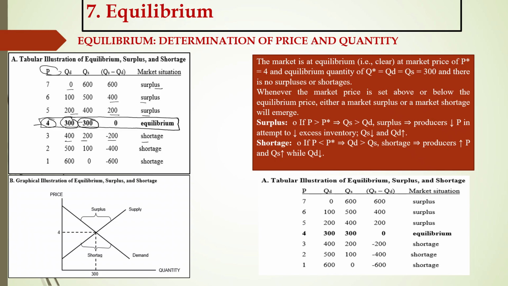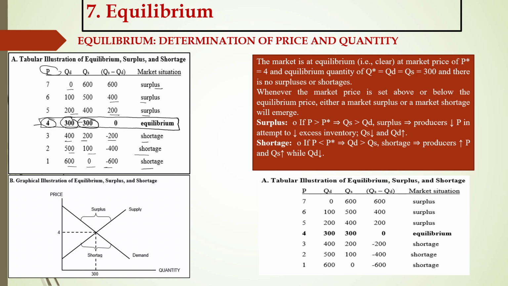Again, when the price falls to 2, the quantity demanded increases to 500 and the supply falls to 100. So 100 minus 500 is minus 400. Again, there is a shortage in the market. And finally, when the price is 1, the quantity demanded is 600 in the market and there is no supply. No product is available. So 0 minus 600 is minus 600, there is a shortage in the market.